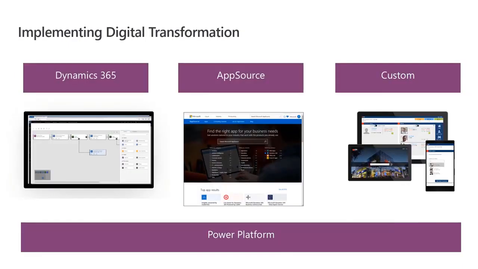When it comes to implementing digital transformation with the Power Platform, there's really 3 key strategies that you can apply. And you don't have to choose just one of them. You can actually apply all 3 depending on your circumstances. The first is leveraging Dynamics 365 suite of applications. This includes sales, service, field service, as well as operations applications that are pre-built by Microsoft on the Power Platform.